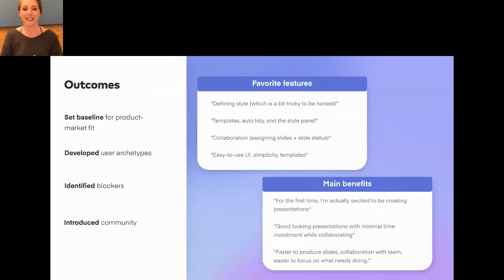So based on the insights from this phase, we had a baseline for product market fit. We were able to develop our core user archetypes and understand the features and benefits most relevant to them. We had a clearer understanding of primary blockers to adoption now that the product was more mature, and started to be able to mobilize our early advocates into a thriving community and start introducing them to each other.